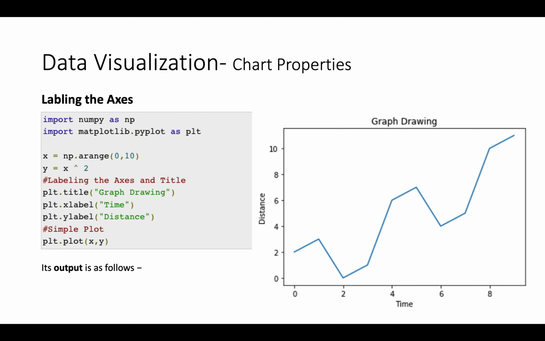We can apply labels and a title to the chart using the pyplot methods from the library, as shown below. Here we add the title, graphic, and the labels for time and distance. Okay, so you can find the graphic, distance, and time.